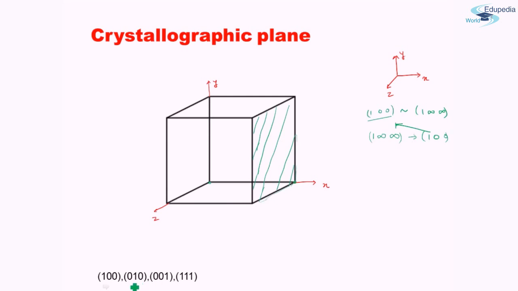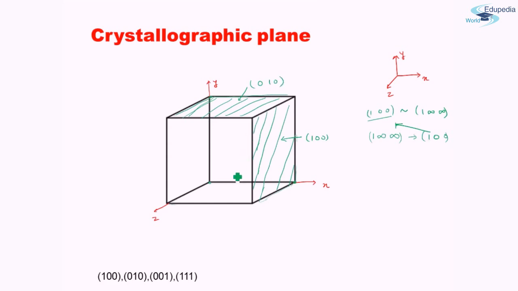Similarly, let us see 0, 1, 0. 0, 1, 0 means the x-axis is cut at infinity, so it will be parallel to the x-axis. The y-axis is cut at 1, so the y-axis at 1, parallel to the x-axis and parallel to the z-axis too, right? So the plane which we are talking about is this. This was 1, 0, 0. This is 0, 1, 0.